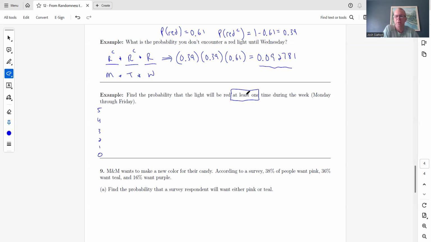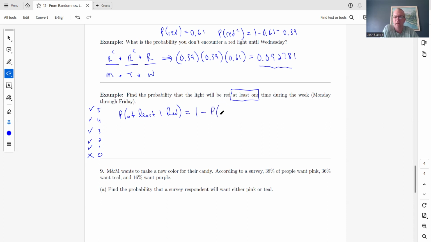So how many of these are included in at least one? So 5 red lights in a week would be at least 1, 4 would be at least 1, 3 would be at least 1, 2 would be at least 1, 1 would also be at least 1. But if you come to no red lights, that is not at least one, and so that would not be included in at least one time during the week getting red. Okay, so all that to say, whenever you see this phrase at least one, so we're looking for the probability at least one red light, we're going to use the complement.